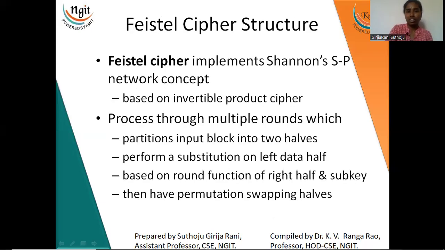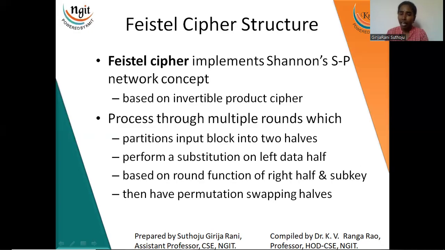Now, the Feistel structure. Coming to the Feistel structure, it is nothing but the SP network concept. So, what is SP network? We have just discussed substitution and permutation. Now, when we are applying SP network as an encryption, we must have a decryption process also for this, right? So an invertible decryption process. We call the reverse of this invertible at the decryption side.